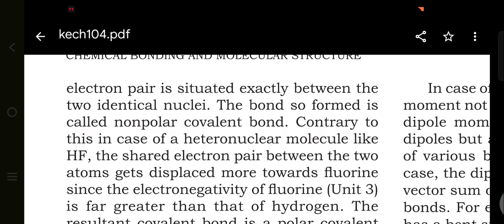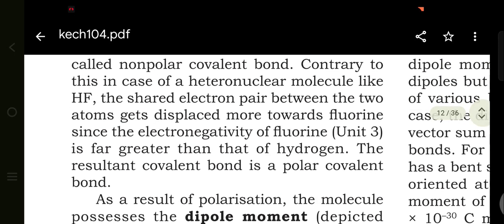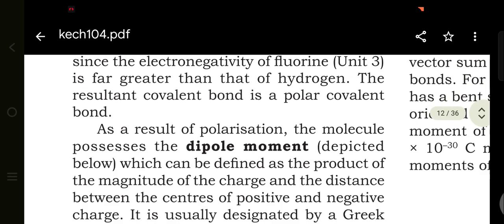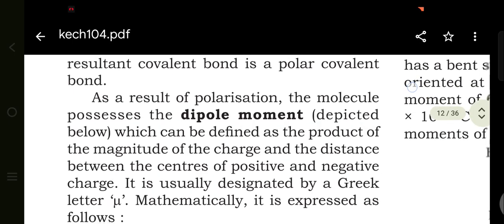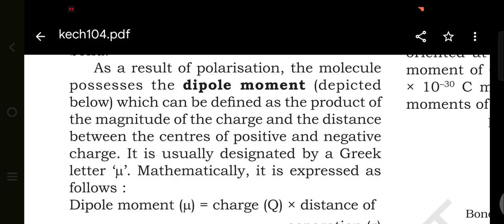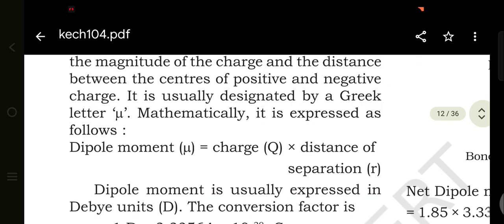Contrary to this, in the case of a heteronuclear molecule like HF, the shared electron pair between the two atoms gets displaced more towards fluorine, since the electronegativity of fluorine is far greater than that of hydrogen. The resultant covalent bond is a polar covalent bond. As a result of polarization, the molecule possesses a dipole moment, which can be defined as the product of the magnitude of the charge and the distance between the centers of positive and negative charges. It is usually designated by the Greek letter mu. Mathematically, it is represented as dipole moment mu equals charge q times distance of separation r.